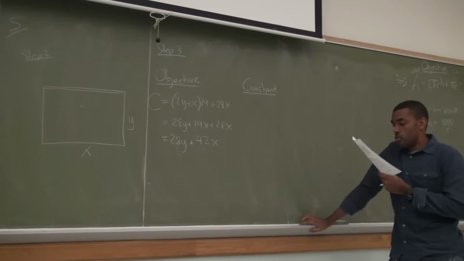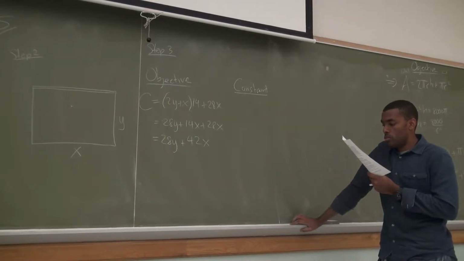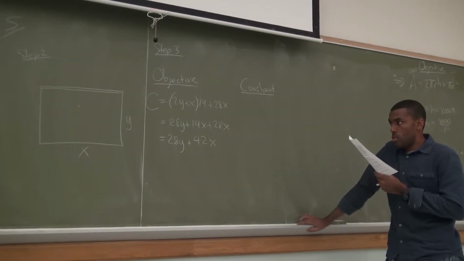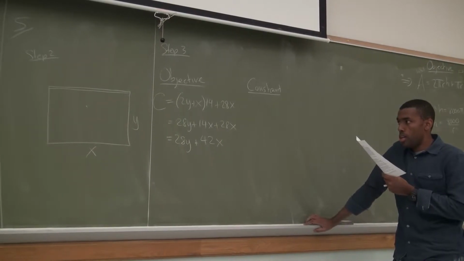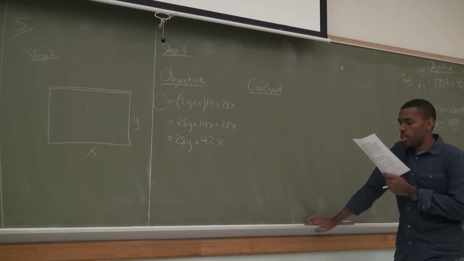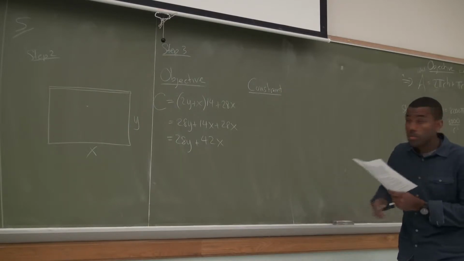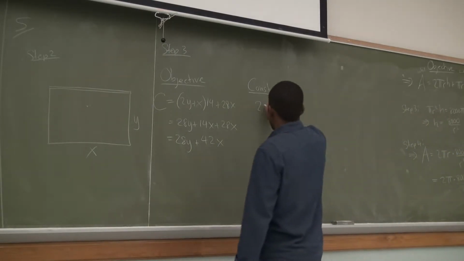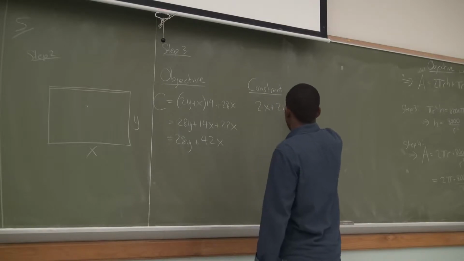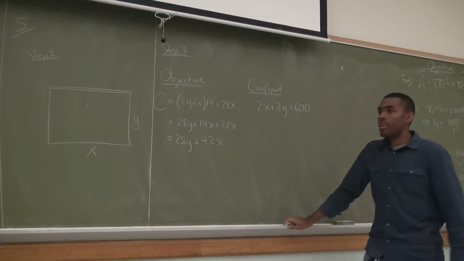X squared y equals 300. How would you get that? So x plus 2y equals 600. Oh, yeah, 2x plus 2y equals 600. How did you figure that out?